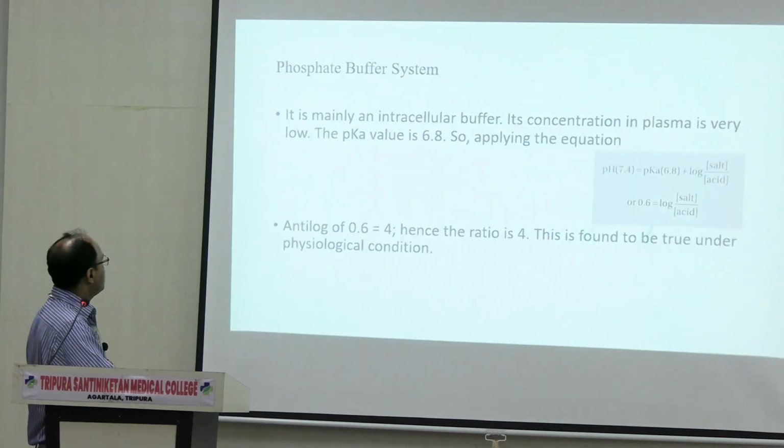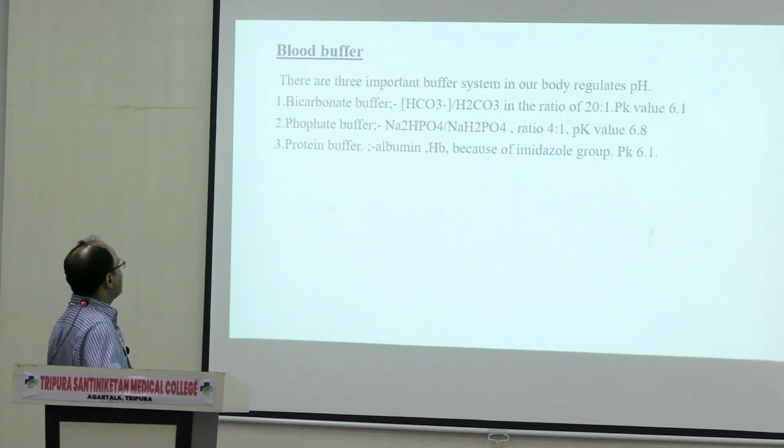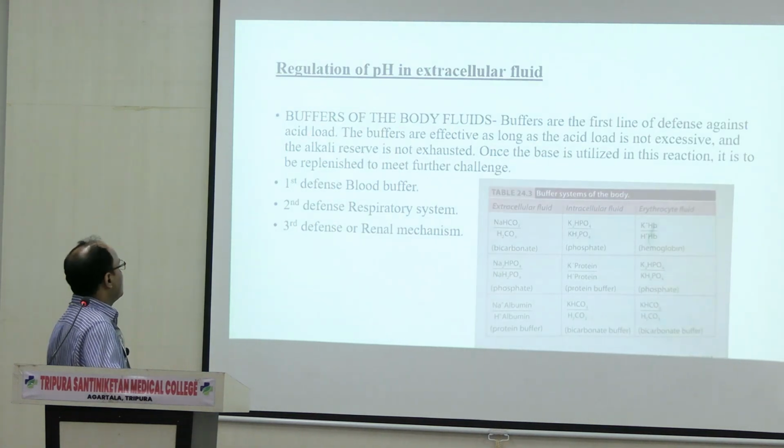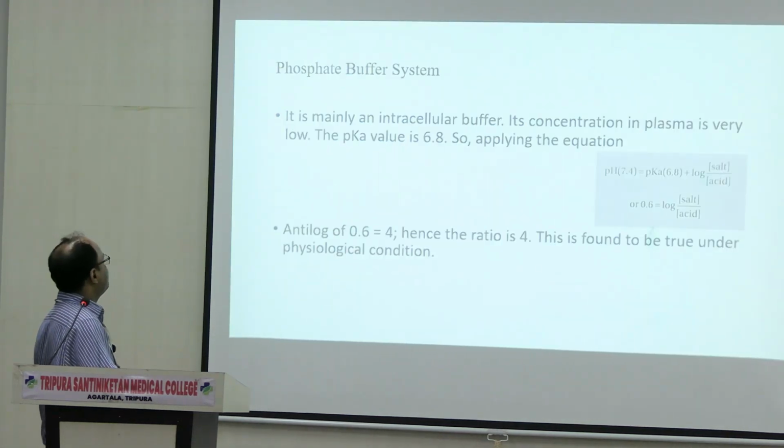So the three systems that are there: bicarbonate system, in blood 3 types of system. This is the first defense system, blood. Bicarbonate buffering system, phosphate buffering system, and protein buffer system. This is the alkali reserve.